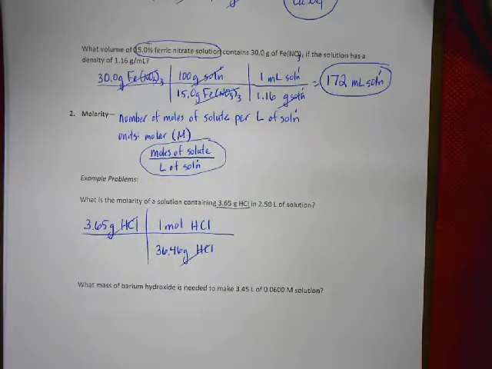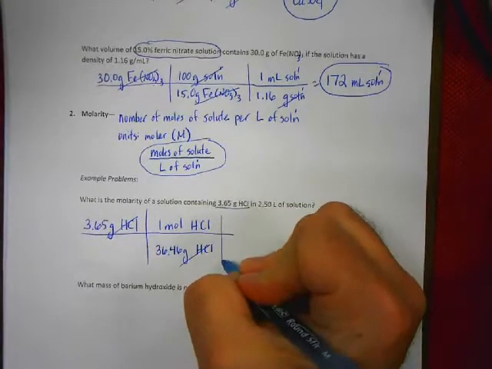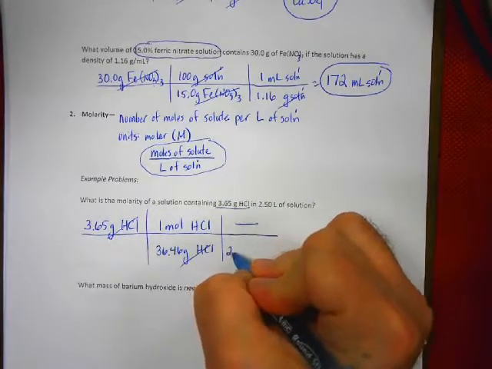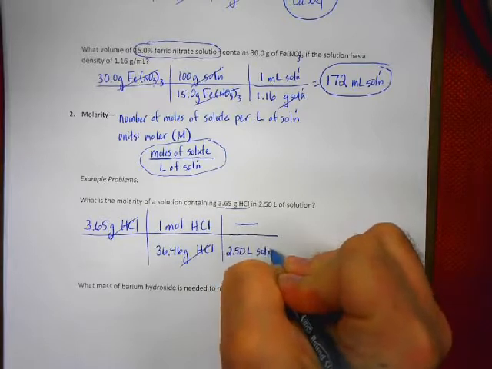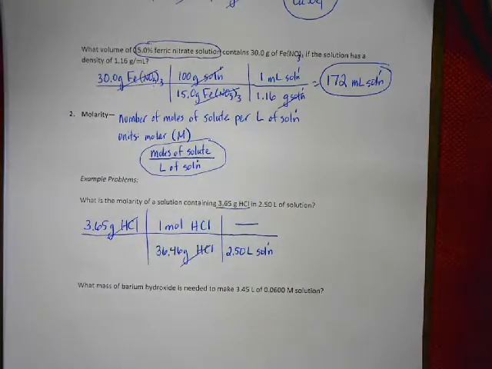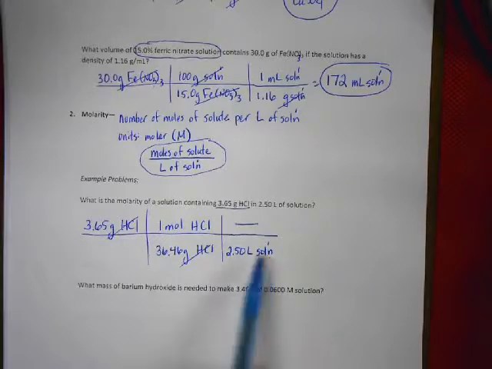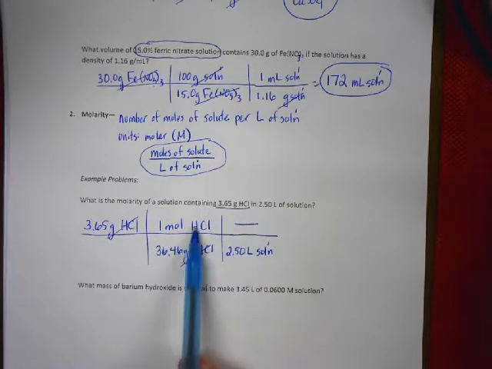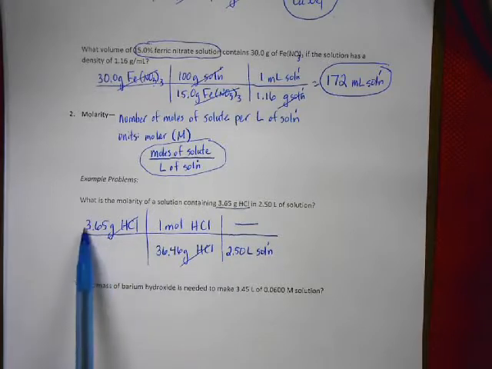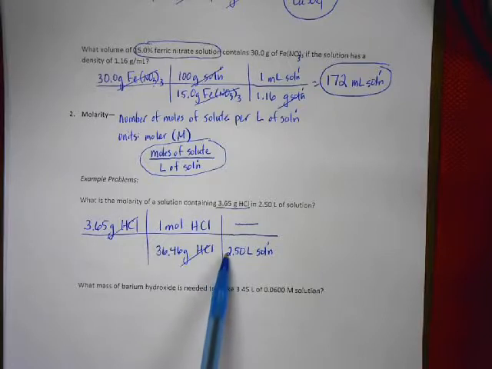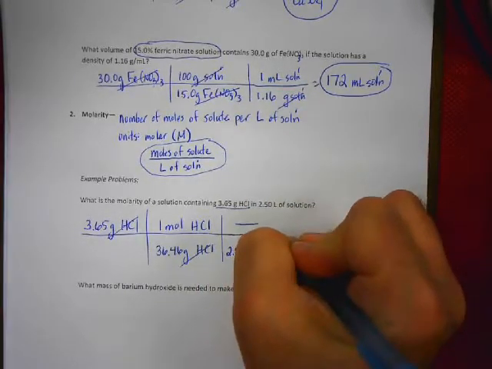We know that we want the unit of moles over top of liters for molarity. So I'm going to use our conversion table, but I'm not going to put anything on top. I'm going to put what's remaining in our problem, the 2.50 liters of solution in the bottom. So when we do the math and look at the units, we end up with moles of HCl over liters of solution. Since HCl is the solute, that's going to give us the molarity. So we take 3.65 divided by 36.46, hit equals, divided by 2.50, and we should get our answer.